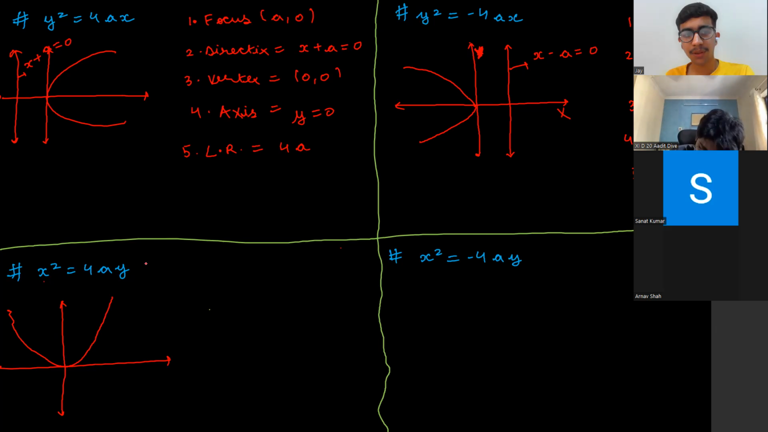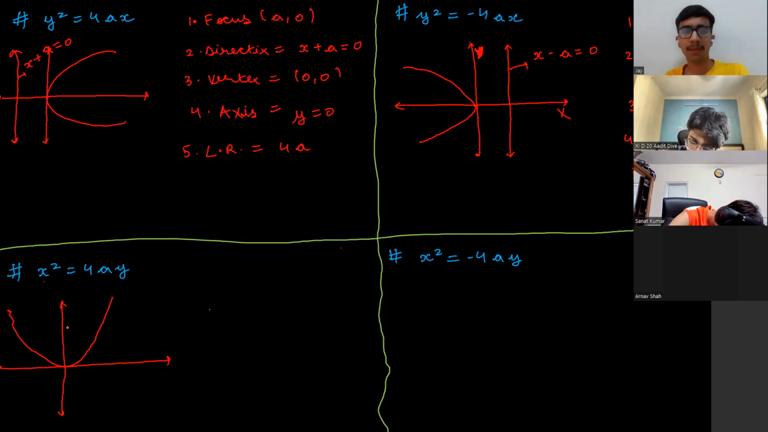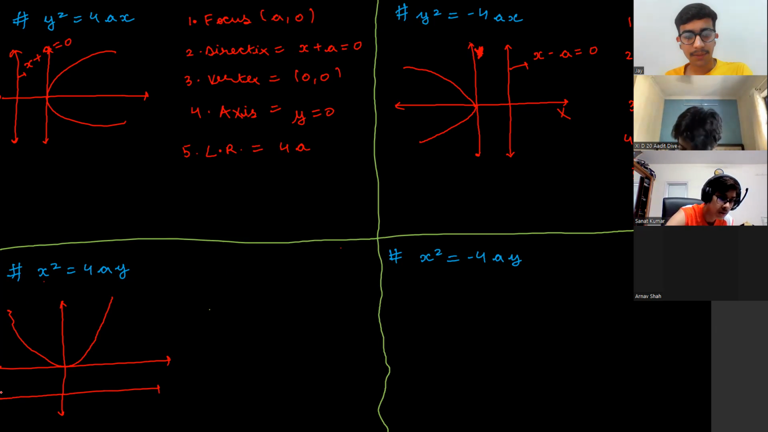Because if y became negative, then x square can never be negative, right? Because square terms are always positive. So x can be both positive and negative, but y has to be only positive. So because of this, the parabola will be on the y-axis. I mean the axis will be the y-axis. Cool. So the directrix is this. That means directrix is now y plus a equal to 0.